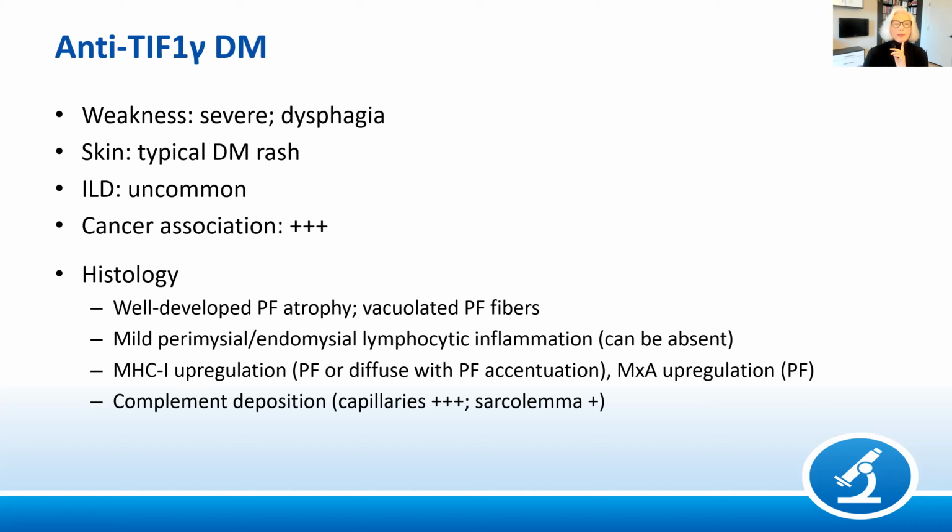This anti-TIF1 gamma is the most typical one. This is the one that I would choose if I was giving this lecture to medical students, because when you say dermatomyositis, this is what you think about. So this is the condition where you have very, very well developed perifascicular atrophy without much inflammation. Really, this pretty much checks all the classical boxes, including strong cancer association. One thing that's unique here is that you can have vacuolated perifascicular fibers. And so if you see that, that can clue you into what the antibody might be involved.